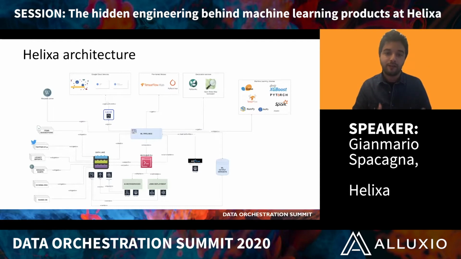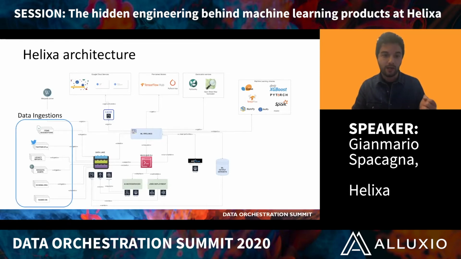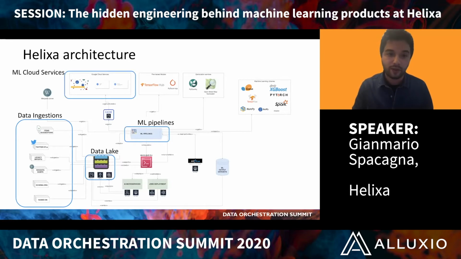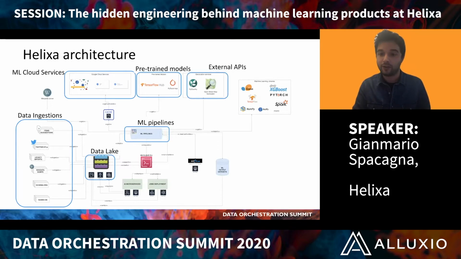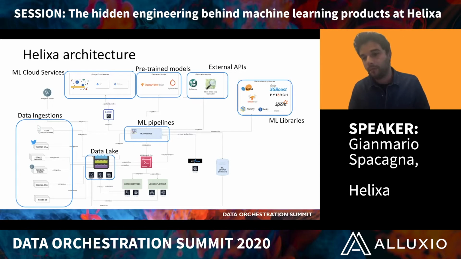Okay, now let's have a look at the broad architecture here. As we have seen before, we have some data ingestions, that are ETLs, that will store the data into the data lake, such that the machine learning pipelines can read the data and can interact with external cloud services. For example, we use the Google AI services for language and vision, as well as pre-trained models, external APIs for location, and most of the most popular machine learning libraries.